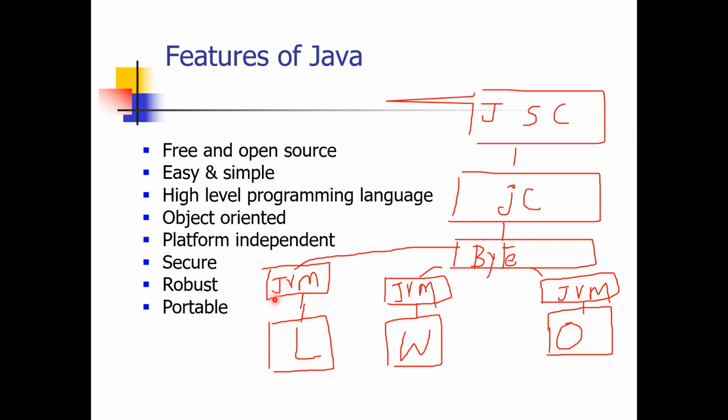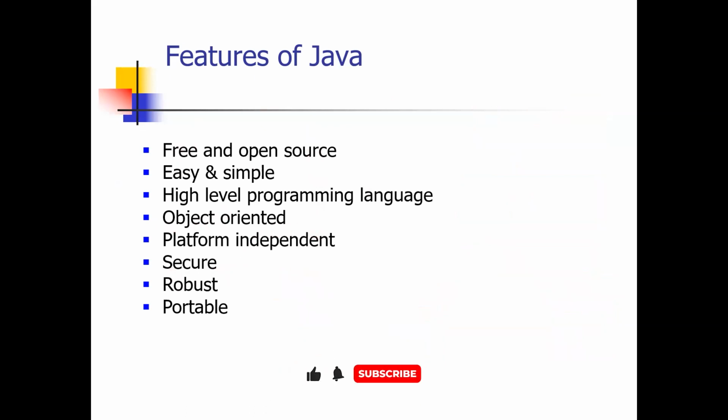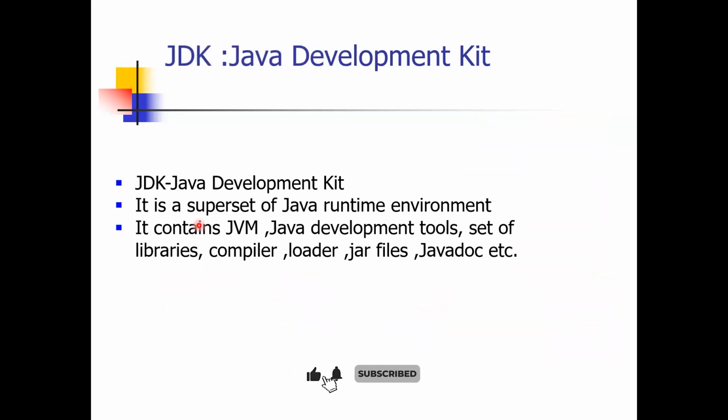There are more than 930 million JRE, Java Runtime Environment, downloads every year. And more than a billion mobile phones run Java in today's age. So Java is a very important language. Okay, those are the features of Java.